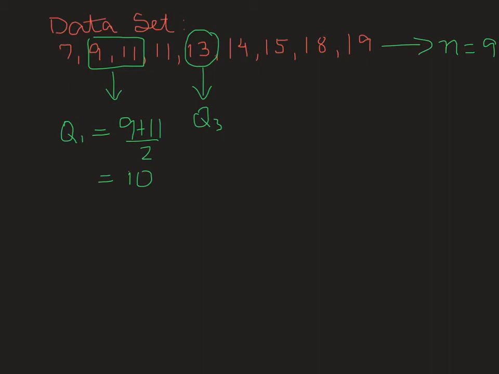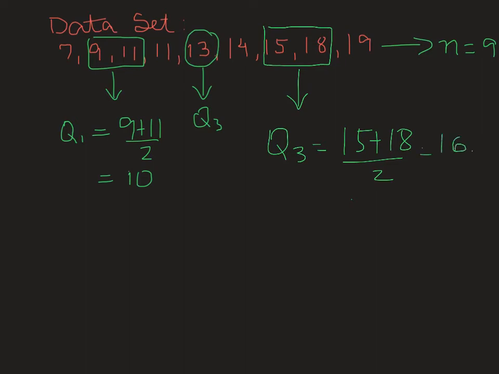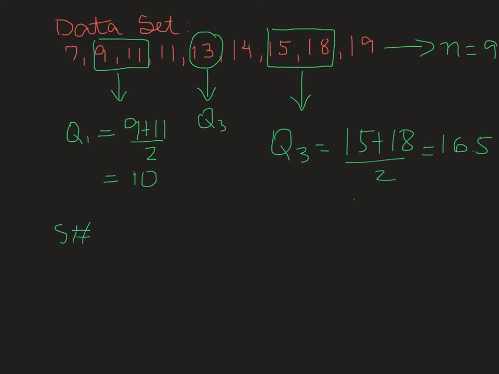Looking at the upper half of the data set, on the right side of the number 13, we have 2 numbers sitting in the middle. These numbers are 15 and 18. Taking the average of the 2 numbers, we find the third quartile, which is 15 plus 18 divided by 2. The result is 33 divided by 2, which is 16.5.